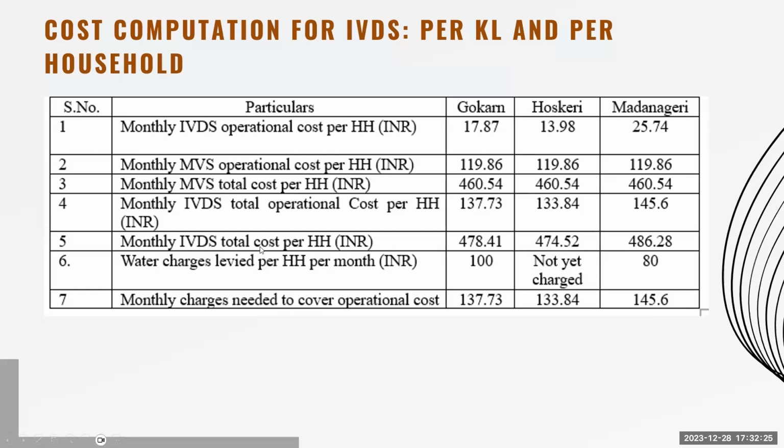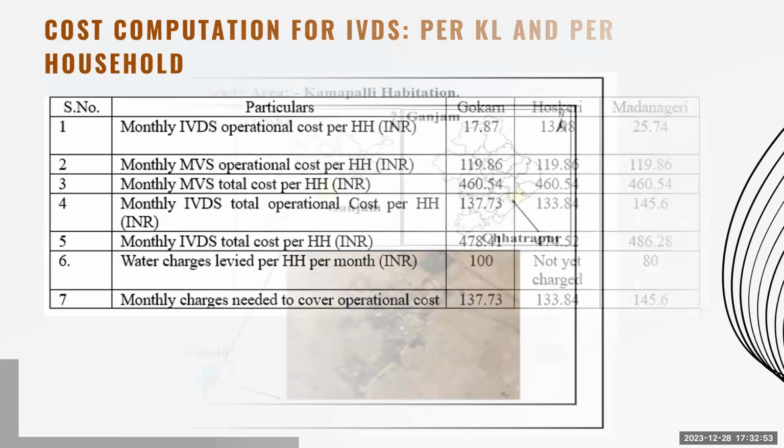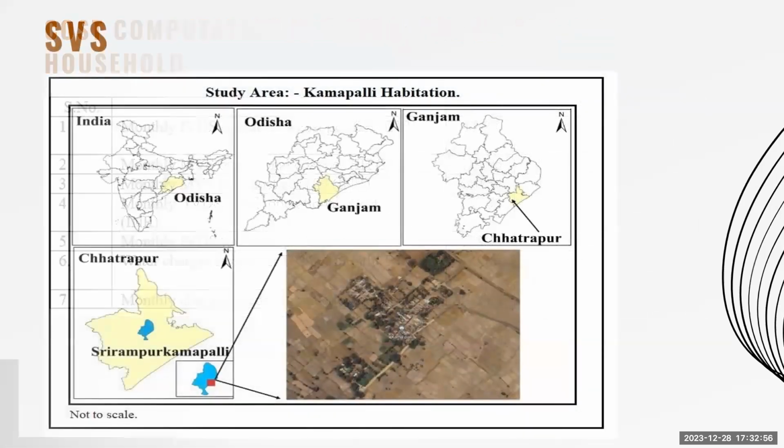So monthly IVDS total cost per household is 478, 474, and 486. And water charges levied is 100 rupees in case of Gokarn, and 80 rupees in case of Madanagiri. And they are actually less than the total operational cost. So therefore, there is a deficit that you can see in this case. We will also take an SPS example. So this is basically in Orissa.